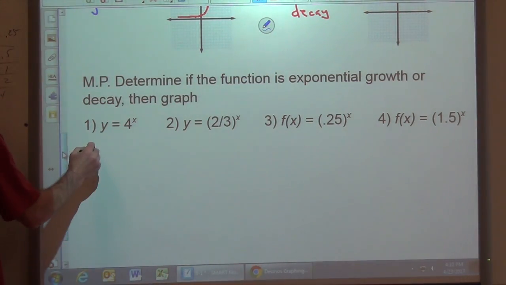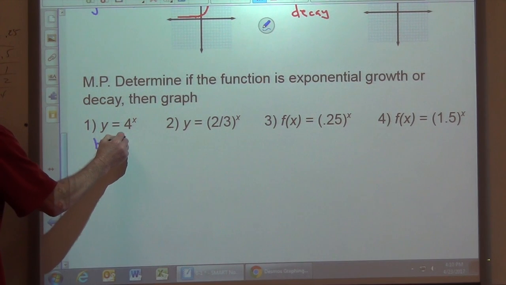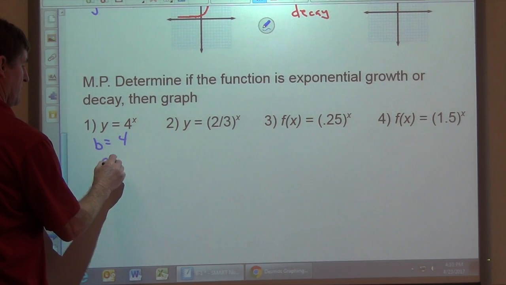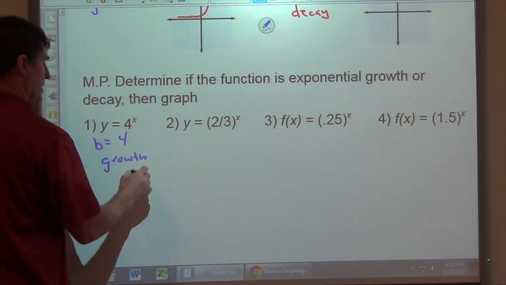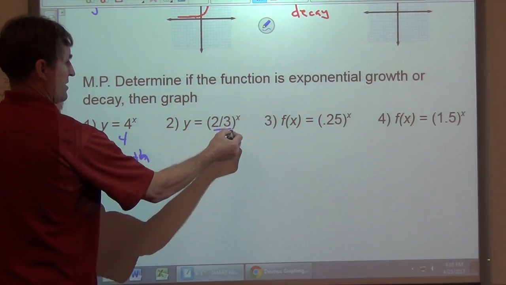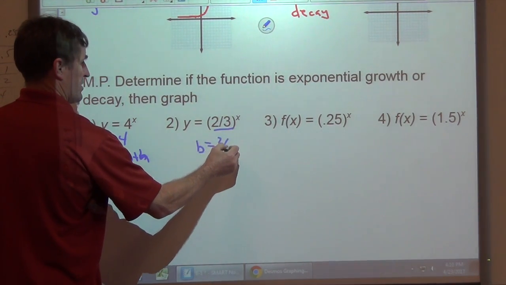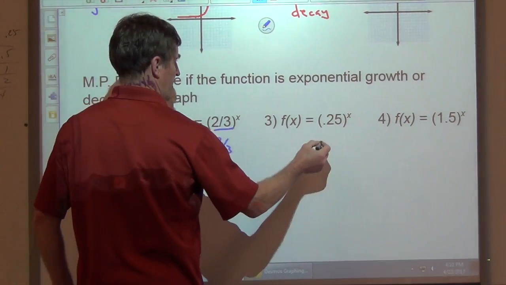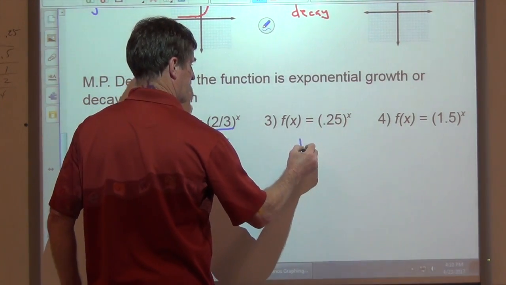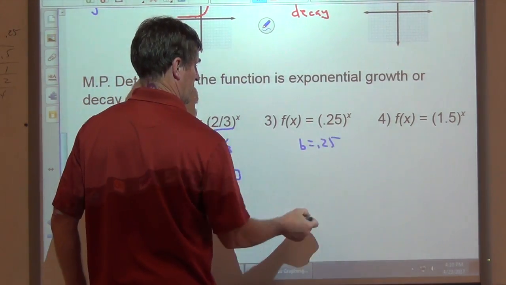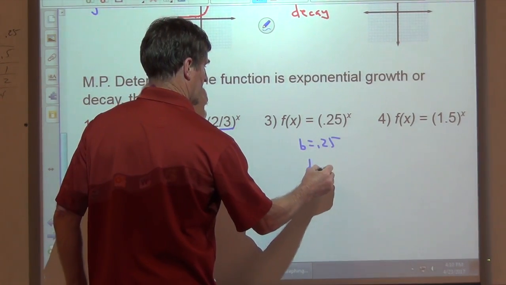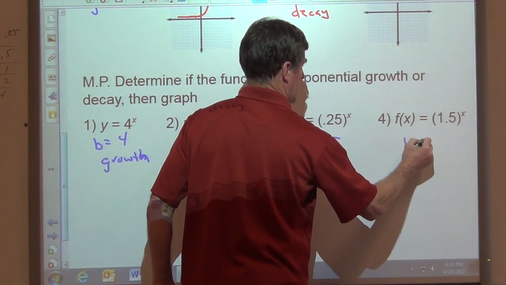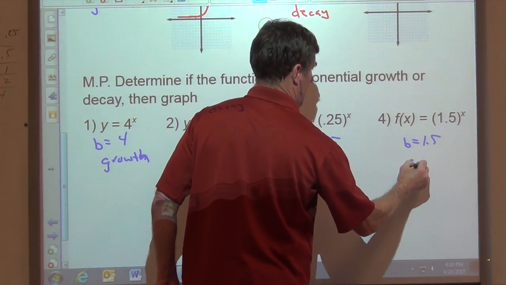So if you did this one, our b value is 4, so that's growth. In this case, our b value is 2/3, and so that is decay. Here, 0.25 is our b value, and so that is decay. And 1.5 is our b value, and so that is growth.